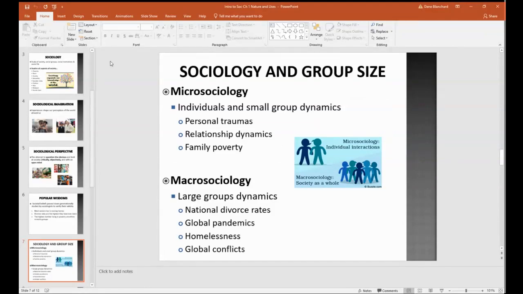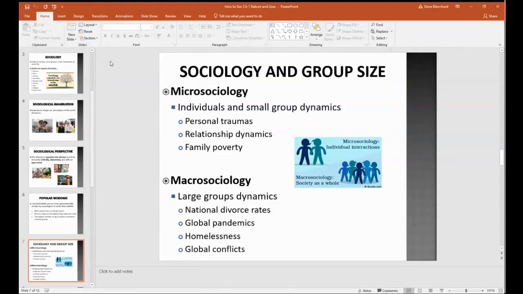We just discussed the sociological imagination, how our experiences shape our perception of the world. It shapes our perception, our feelings, and the way that we interact. All of this is going to be on the micro-sociological perspective. The macro sociology is going to be large. It's going to take a look at very large group dynamics. So it may study national divorce rates, the issues of global pandemics nationally and around the world, homelessness on a national scale, and various types of global conflicts.